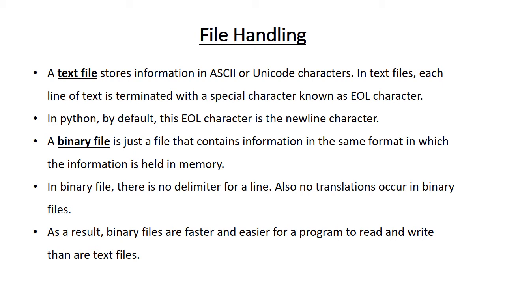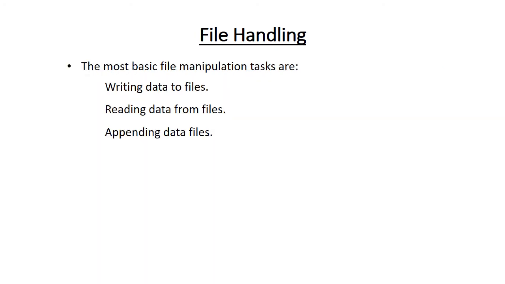A binary file is just a file that contains information in the same format in which the information is held in memory. In a binary file, there is no delimiter for a line. Also, no translations occur in binary files. As a result, binary files are faster and easier for a program to read and write than text files. The most basic file manipulation tasks are writing data to files, reading data from files, and appending the data files.